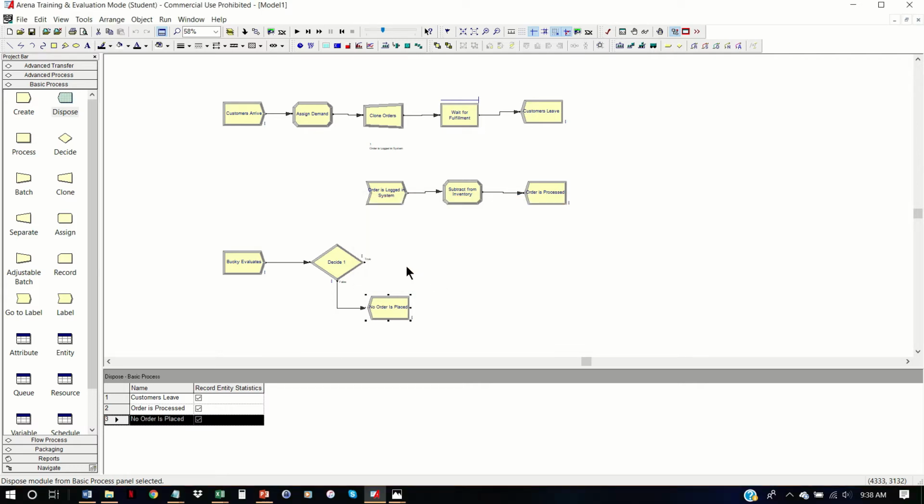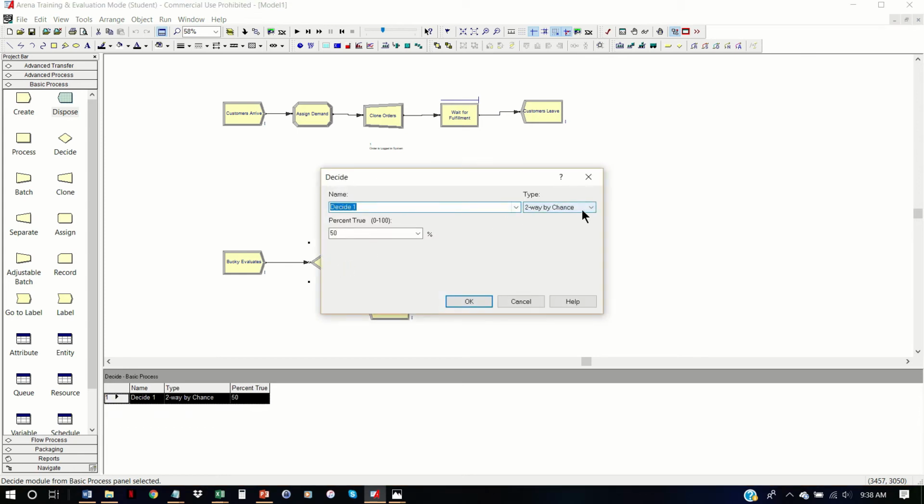And how do we decide to place this order? We're going to use the two-way by condition, and we're going to say, do we place an order? We're going to place the order if the variable called inventory is less than or equal to some minimum value. We'll call this little s.